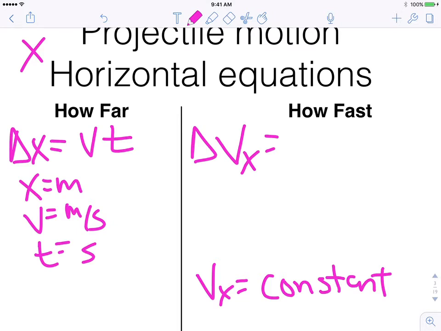Okay, so velocity is solved by taking the change in x and dividing it by time. Velocity is meters per second, and time is seconds, and position is meters. It's all written right here on the left side.